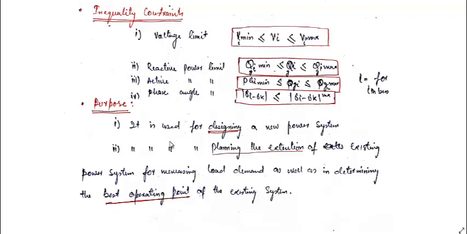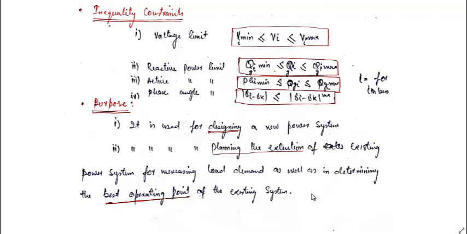The line's length should be this, the line cross section should be this, the bus should be like this. The other things we can also design based on the power flow. So it is used for planning the extension of the existing power system for increasing load demand, as well as determining the best operating point of the existing system. Sometimes we have the power system and we just want to extend it, to incorporate other parts of the power system, just to meet the increased load demand.